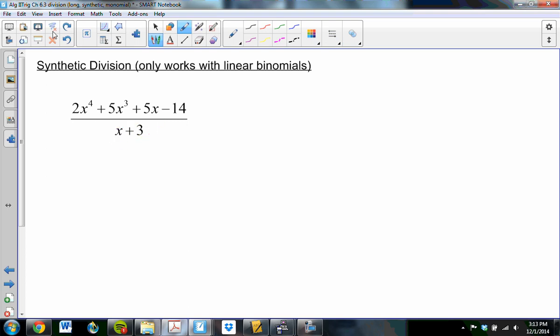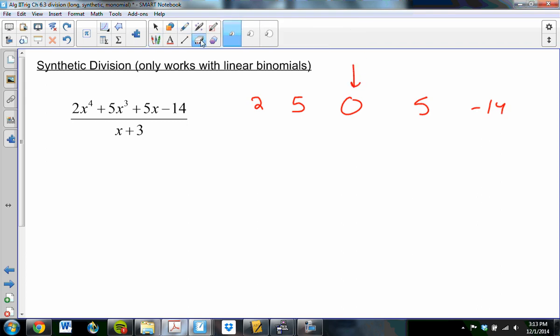What I'm going to do is write down all the coefficients of these powers. So I have 2x to the 4th, 5x to the 3rd. I have no x squared, so I have to put that 0 there. I have 5x and negative 14. Having this 0 term is the thing people are going to forget. You have to have that placeholder for the no x squared term. So 2x to the 4th, 5x to the 3rd, no x squared, 5x, negative 14. All those powers of x are covered.